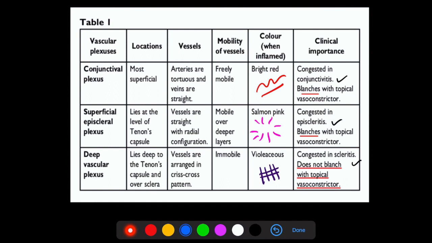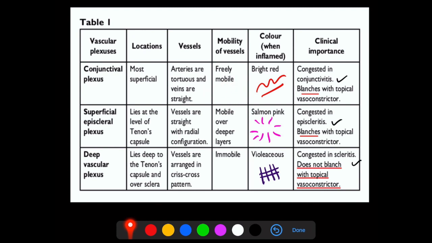So this table is of high importance because it is going to differentiate the different plexuses and the importance of each. As we just discussed, the conjunctival plexus is the most superficial. The superficial episcleral plexus will lie at the level of Tenon's capsule, whereas the deep vascular plexus is going to lie deep to Tenon's or overlying the sclera. In the conjunctival plexus, the arteries are tortuous and the veins are straight. They are bright red in color and they are freely mobile.